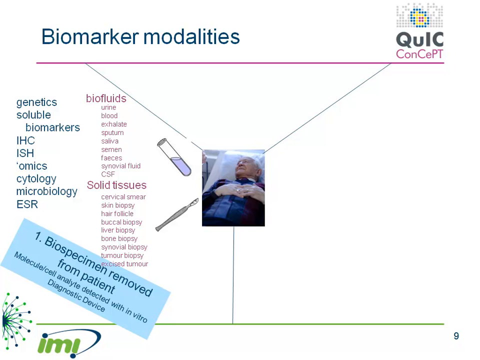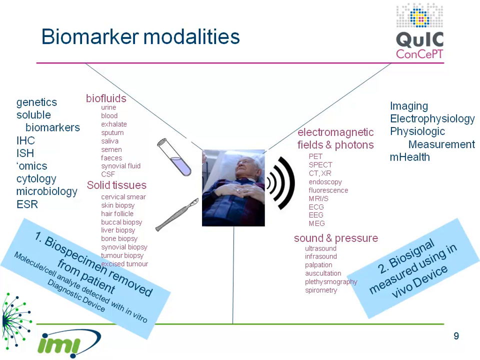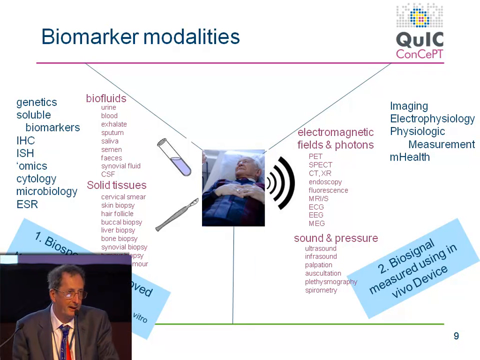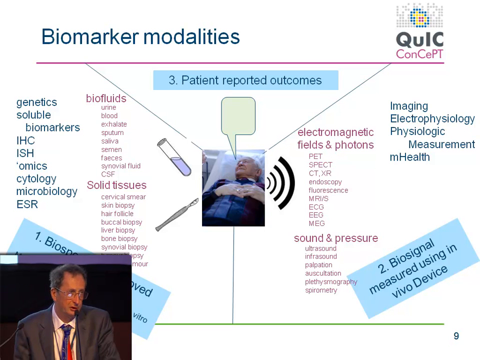In the second domain, where I live, you take nothing out of the patient other than a signal. This is the domain of imaging. It's also the domain of electrophysiology and physiologic measurement. And the measurement is entirely dependent on the in vivo device, such as the scanner, interfaced to the patient. And then, of course, the third domain is what a patient tells you about their condition.